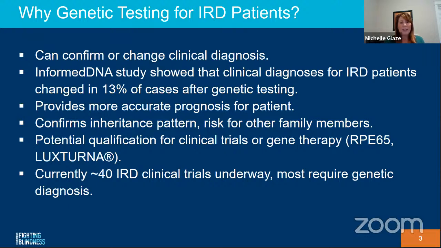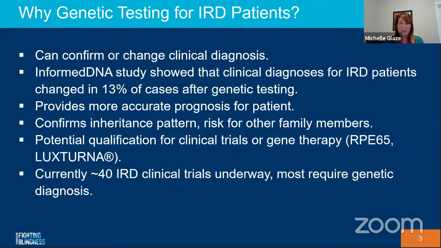It also provides more accurate prognosis for patients. So patients have a better understanding of what to expect with their vision loss over time. It can also confirm inheritance patterns and risk factors for other family members.